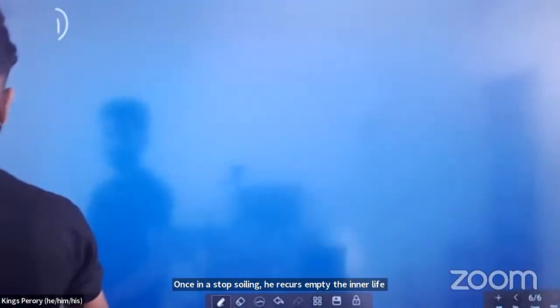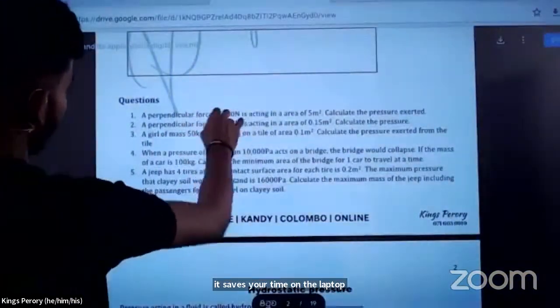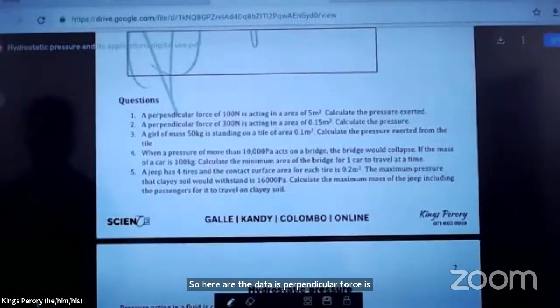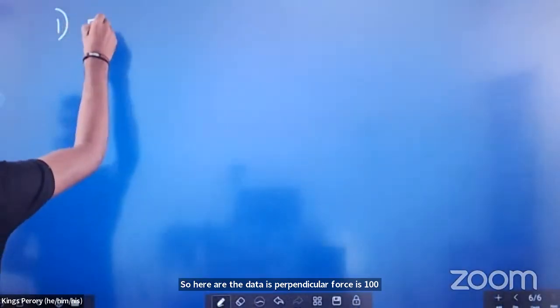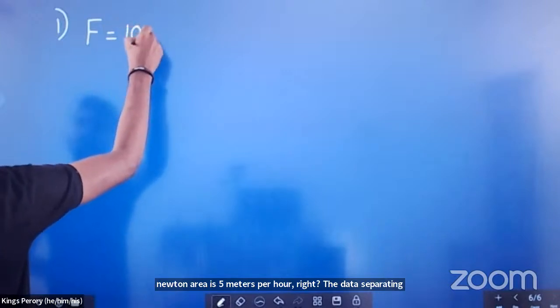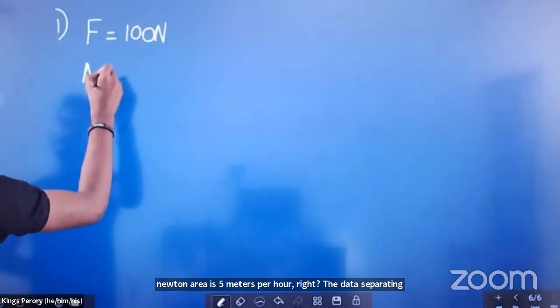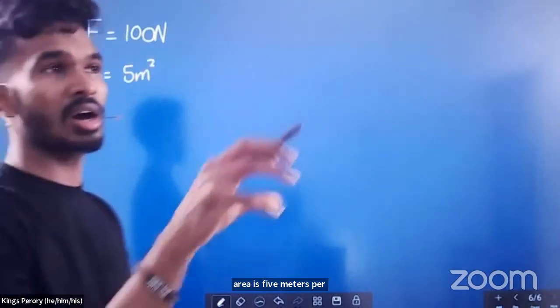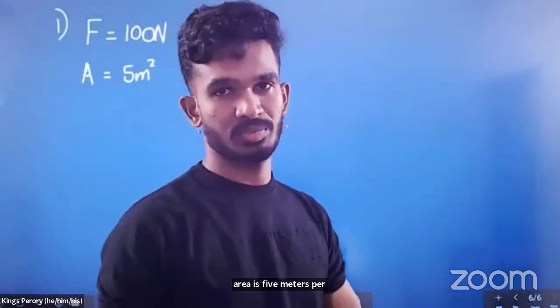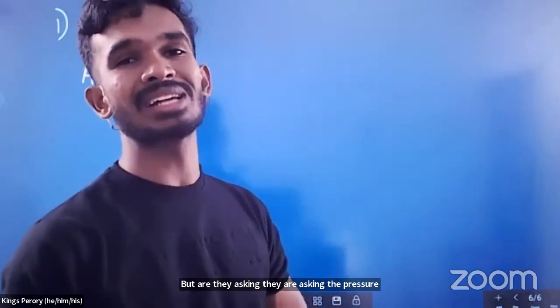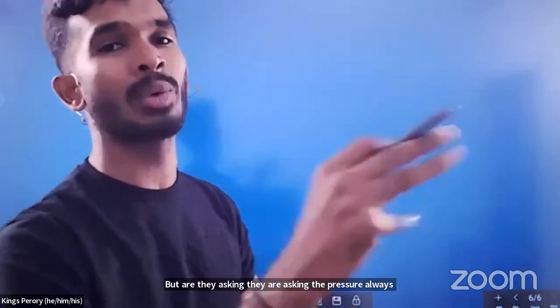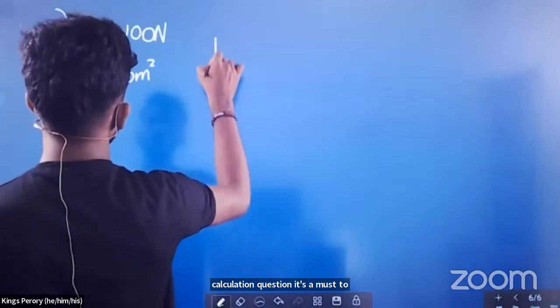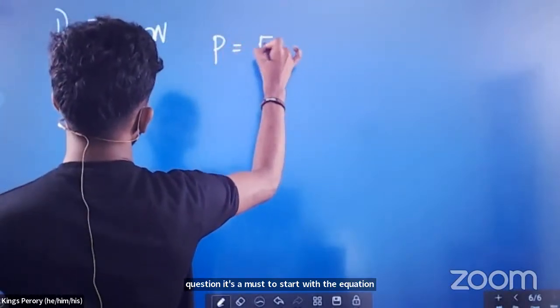Alright. So here the data is: perpendicular force is 100 Newton, area is 5 meters square. I'll write the data separately. Perpendicular force is 100 Newton, area is 5 meters square. What are they asking? They are asking for the pressure. In a calculation question, it's a must to start with the equation. What's the equation for pressure? Pressure P equals F over A.